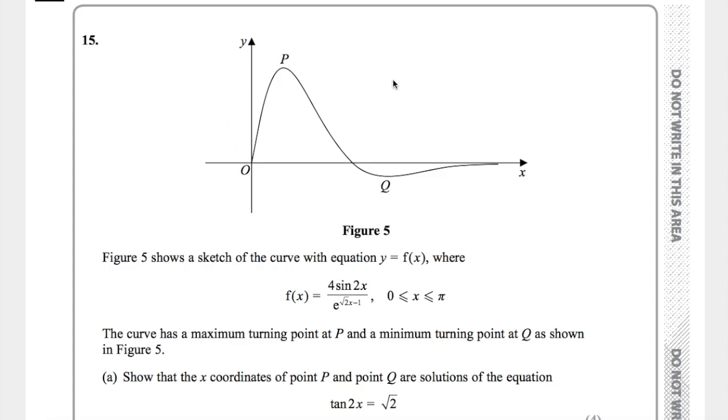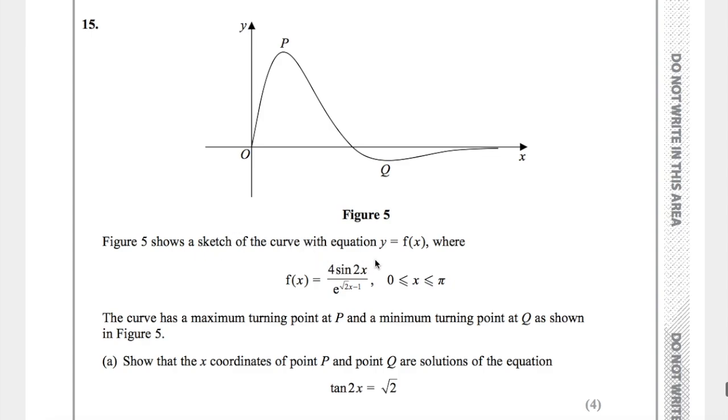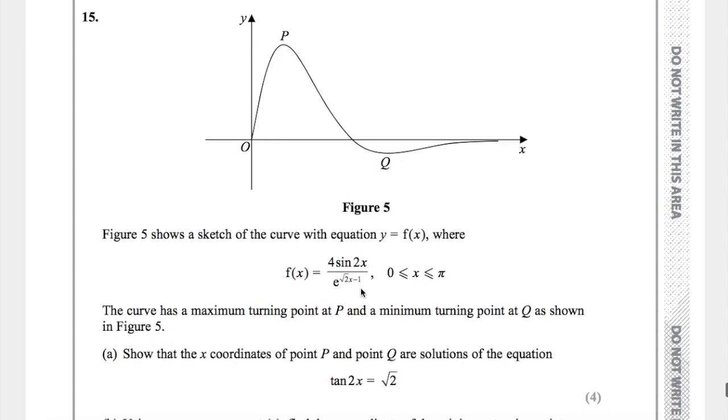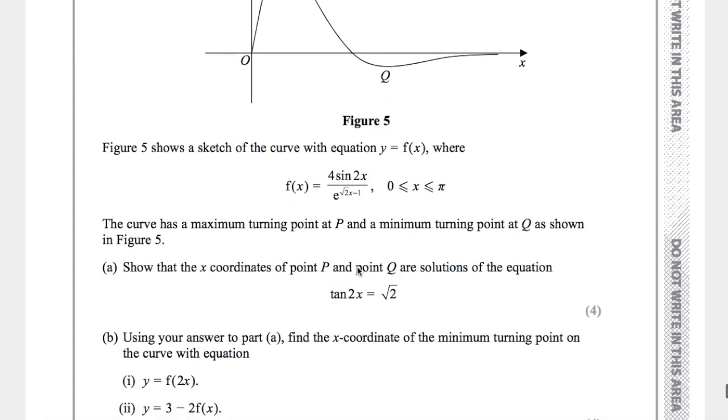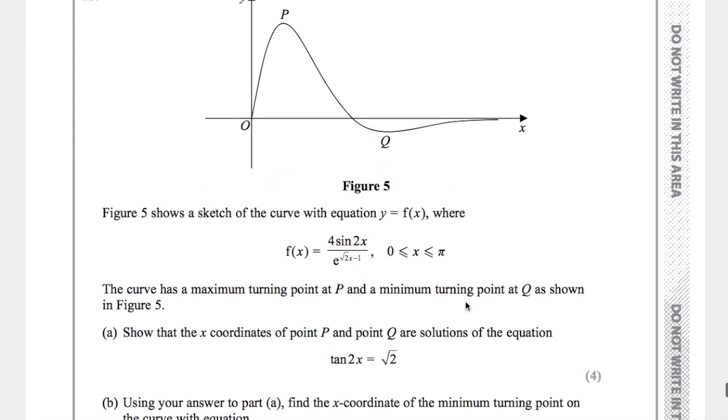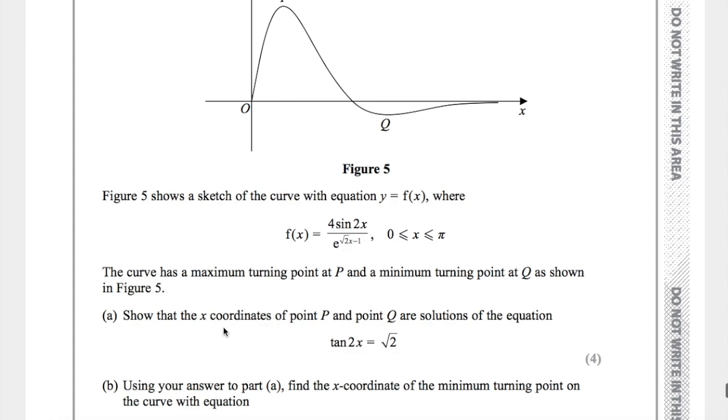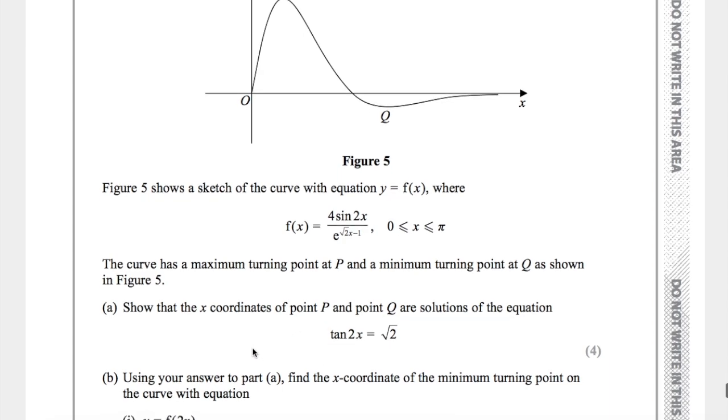Question 15 gives us a graph called Figure 5, and it says Figure 5 shows a sketch of the curve with equation y equals f of x, where f of x equals 4 sine 2x over e to the power of root 2x minus 1, where x is between 0 and pi. And it goes on, the curve has a maximum turning point at P and a minimum turning point at Q as shown in figure 5. Part A says show that the x coordinates of P and Q are solutions of the equation the tangent of 2x equals root 2.